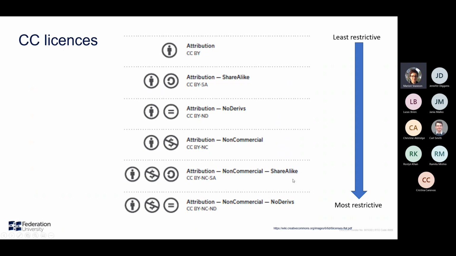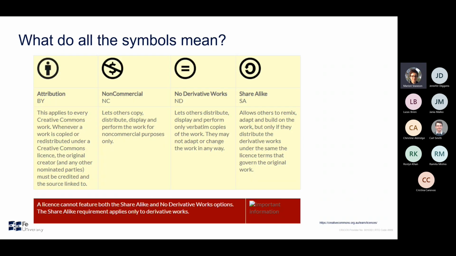So again, the share alike combined with the non-commercial is at the more restrictive end of things, but it's one of the least restrictive when it's not used in that commercial setting. One important thing to note is that a license can't feature both the share alike and no derivative works options, because you can't apply that if you haven't been able to make derivative works, if that makes sense. So they can't exist in the same licensing sphere because they're contradictory to each other.